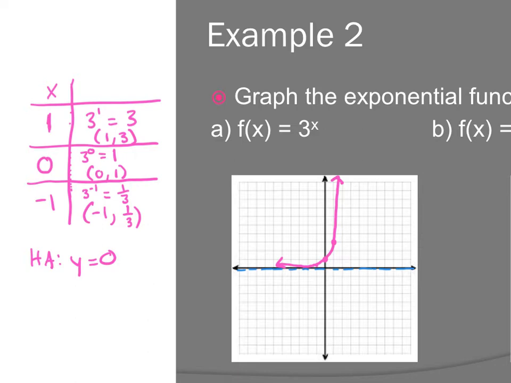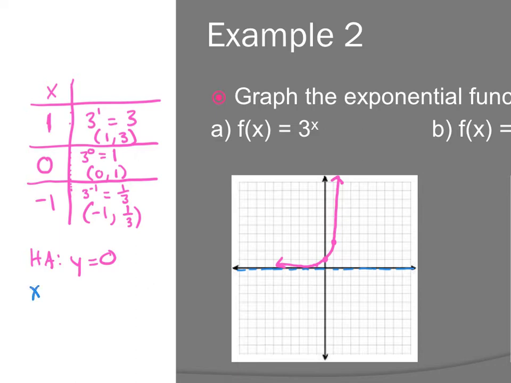I'm confused. If it's not supposed to touch it, then why is it equal to 0? Doesn't it mean it touches it? Y is equal to 0 is that line. So we have a line. Oh, okay, it's just showing the line. Never mind, I get it.